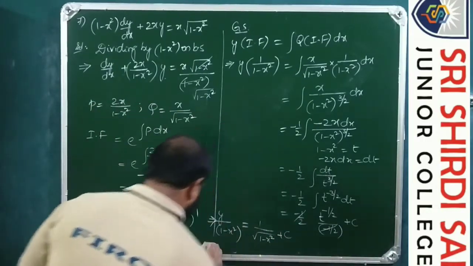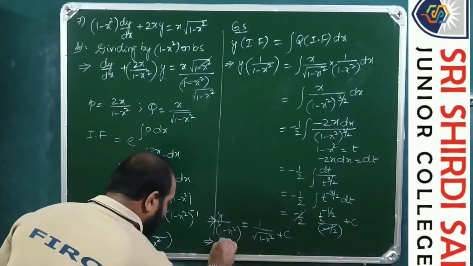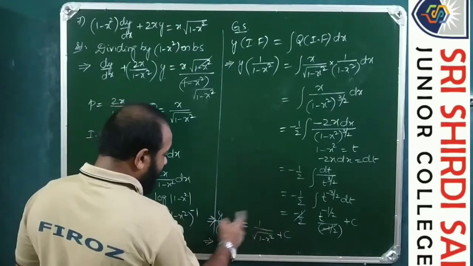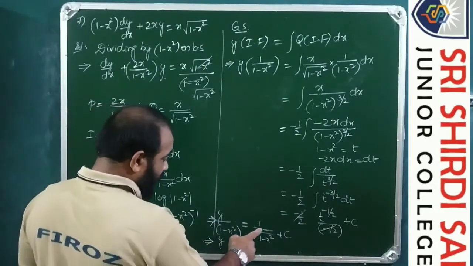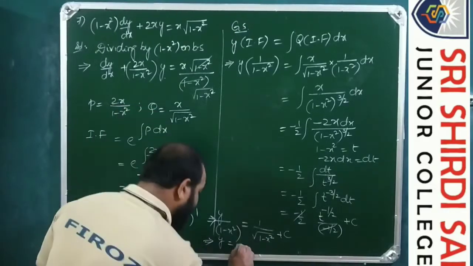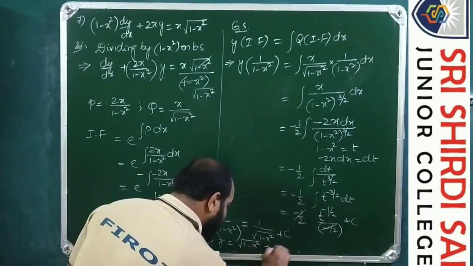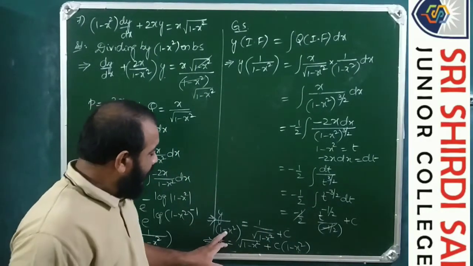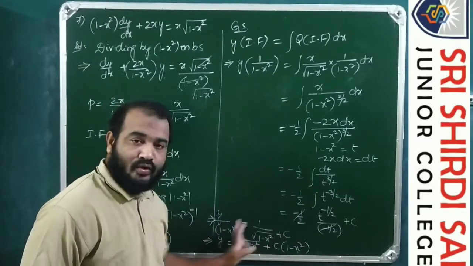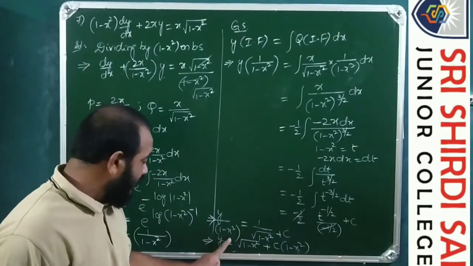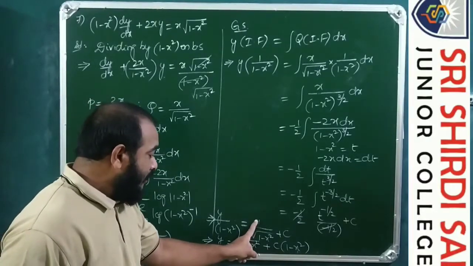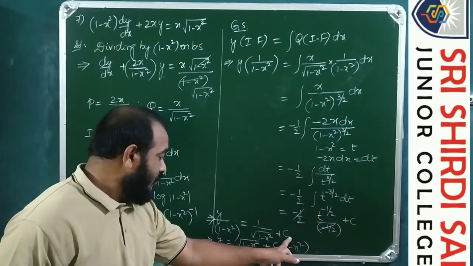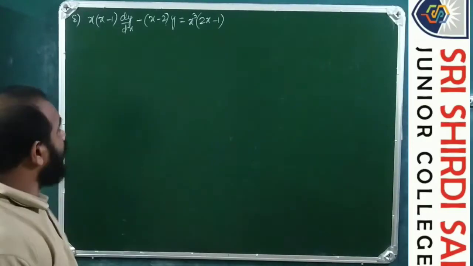Therefore, if you divide this, multiply with 1 minus x square on both the sides, then we'll get y is equals to 1 minus x square by root 1 minus x square is root 1 minus x square plus c into 1 minus x square. I just multiplied with 1 minus x square on both the sides. 1 minus x square by 1 minus x square, we get 1. So 1 minus x square by root 1 minus x square, so root 1 minus x square times plus c into 1 minus x square is the required solution.